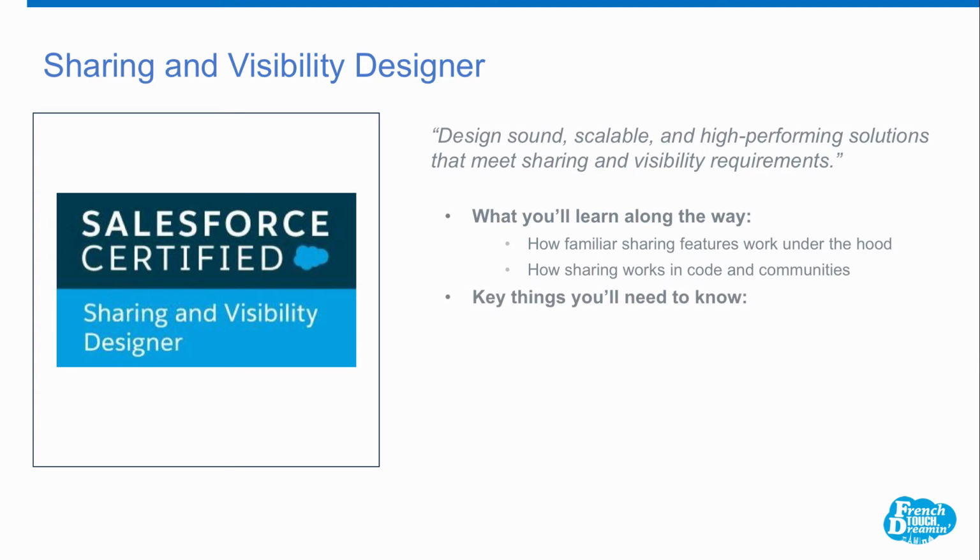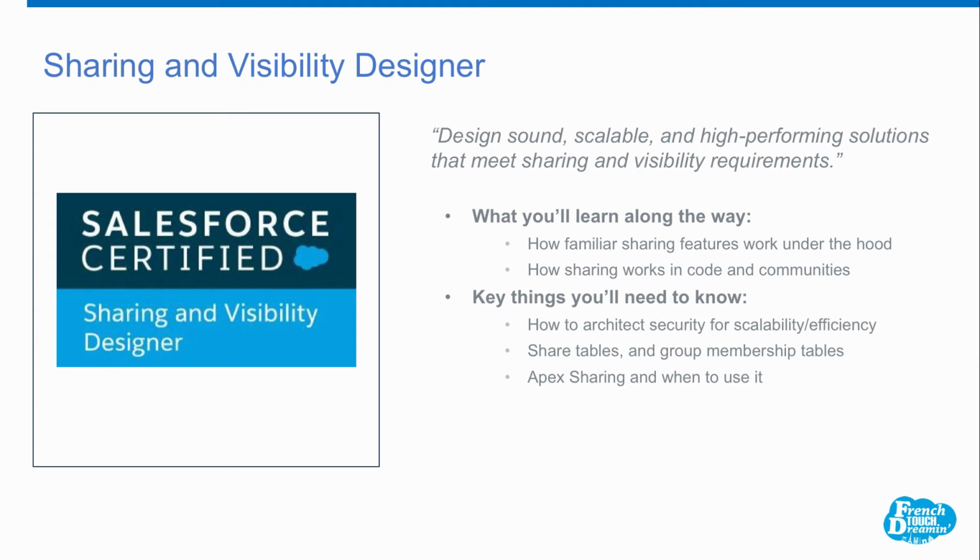Okay, let's look at some key things that you need to know for this exam. And really, it all comes down to making sure that you can architect your sharing in a way that is scalable and very, very efficient. So how do you make sure you build your system in a way that it's as efficient and secure for 10 million records as it is for just 10,000 records?